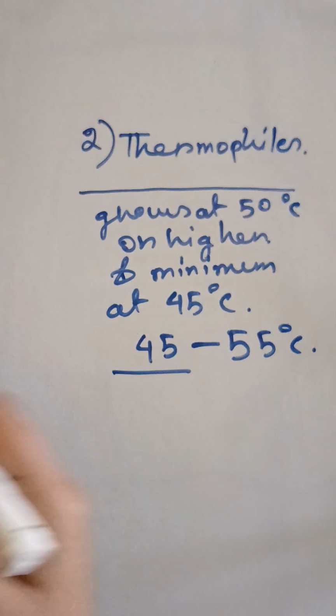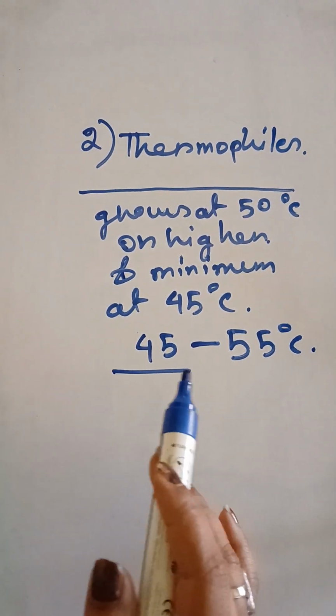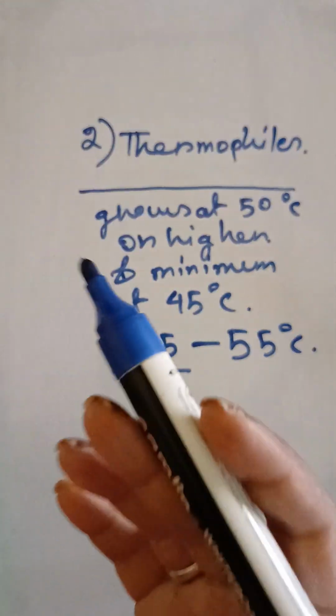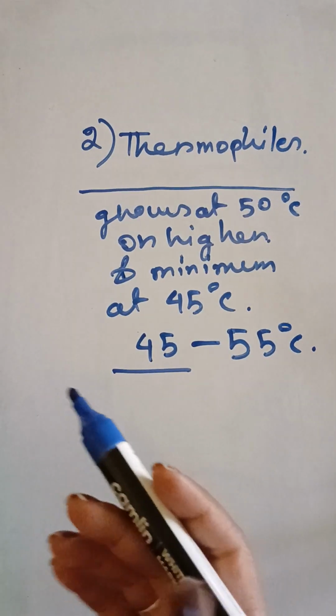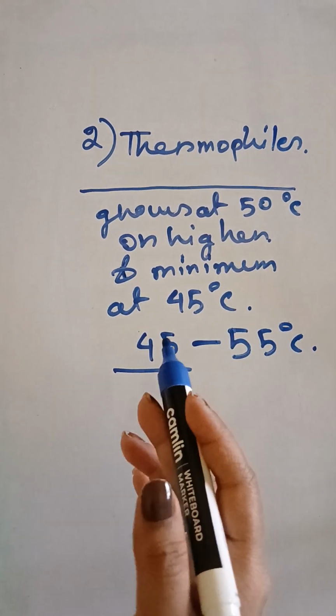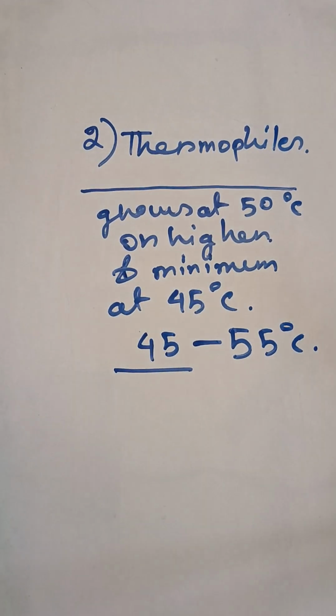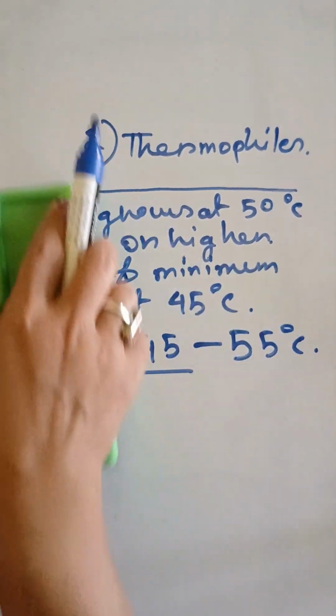At a temperature below 40 degree centigrade or 37 degree centigrade, they are not thermophiles. Thermophiles means they can tolerate high temperature, above 45 degree centigrade to 55 degree, sometimes even more than that. So they are the thermophiles.